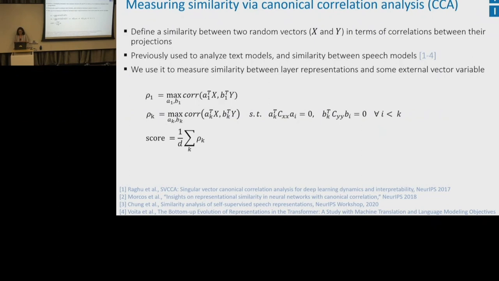In fact, we'll do something a little bit more complicated called projection-weighted CCA, which weights these correlations by some coefficients. But if you'll allow me to just skip that detail, we can think of it as CCA, and in the end, we'll get a number which is an average correlation. It's a number between 0 and 1. And the higher the number, the more similar the vector variables.